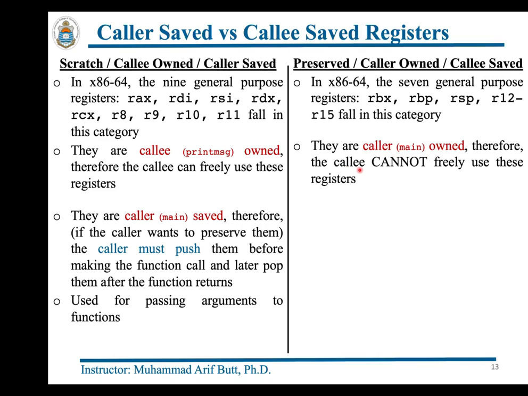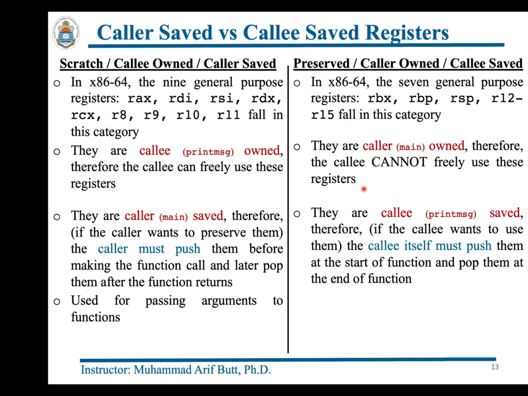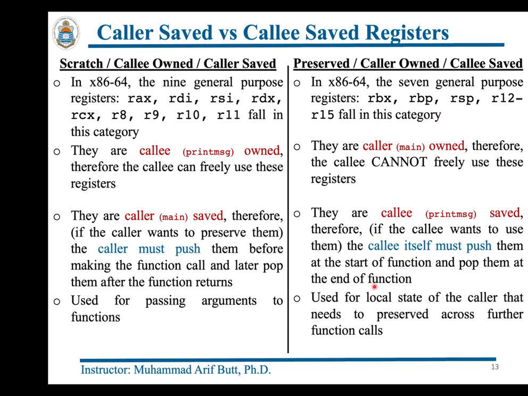Therefore, the callee, that is the print message function, should not freely use these registers. However, they are also callee-saved. Therefore, if the callee wants to use them, that is, the print message wants to use these registers, the callee itself must push them at the start of the function and pop them at the end of the function. And they are normally used for maintaining the local state of the caller that needs to be preserved across further function calls.